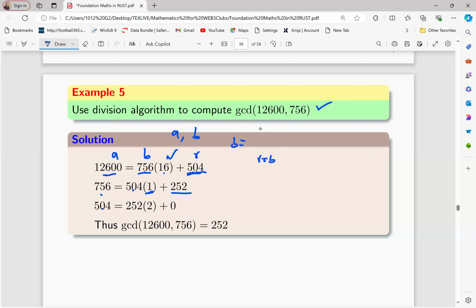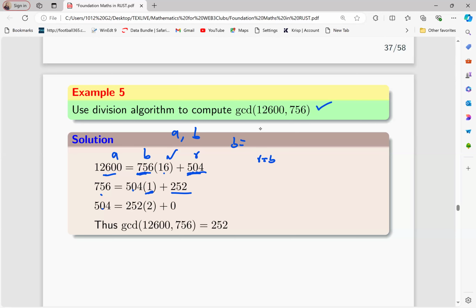And our B becomes A. What was B now becomes A. So that means this B goes into this A once, and the remainder is this. This remainder now becomes our next B.